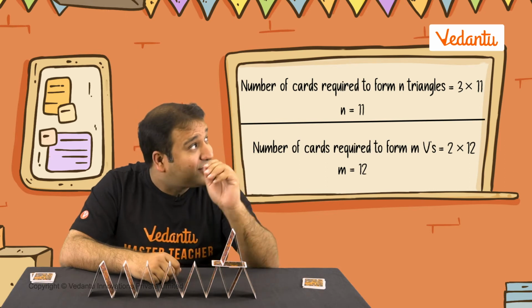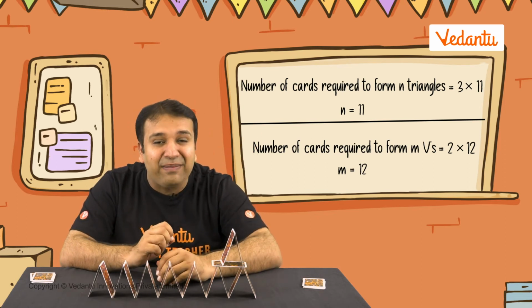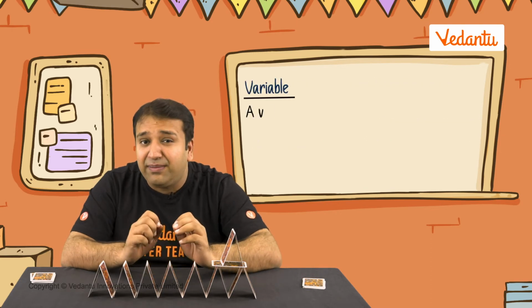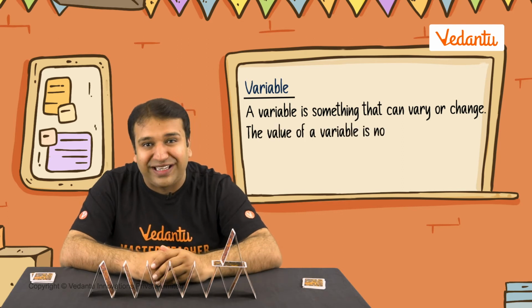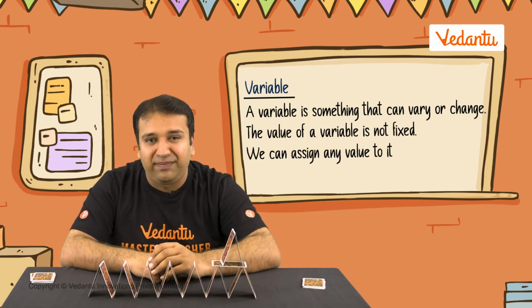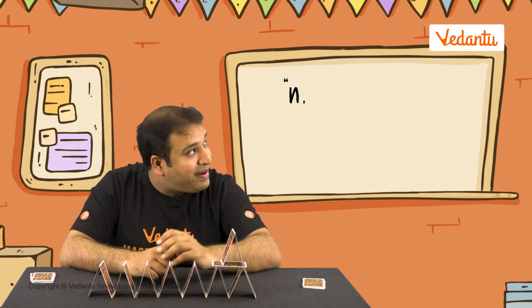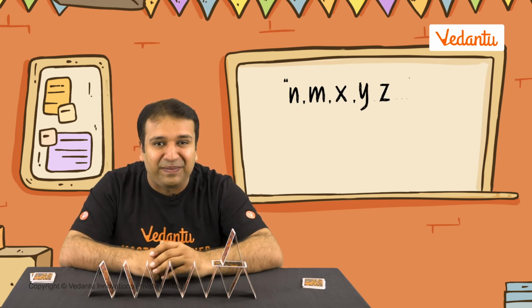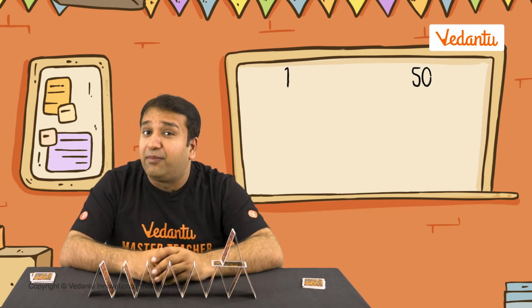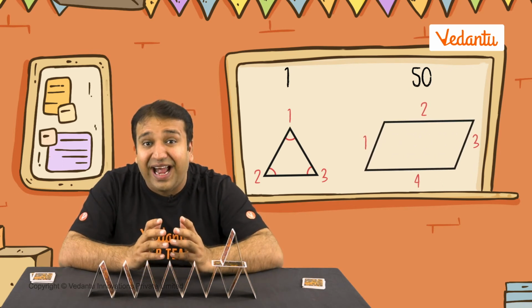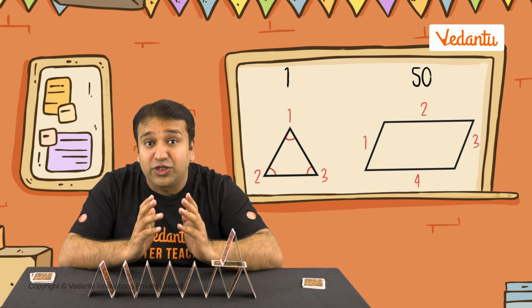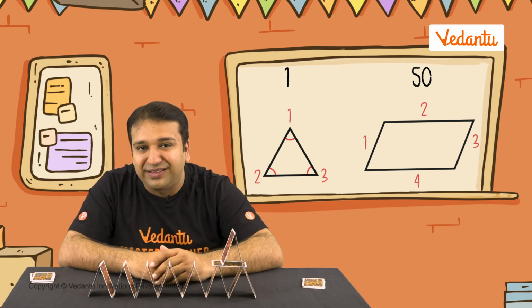So, these symbols like n and m are called variables. A variable is something that can vary or change. The value of a variable is not fixed. We can assign any value to it. To represent a variable, we generally use small letters such as n, m, x, y, z, etc. On the other hand, numbers like 1 or 50 or the number of angles in a triangle or the number of sides of a quadrilateral are fixed. And they have fixed values. So, they are not considered as variables.